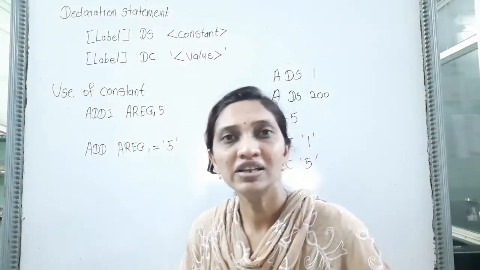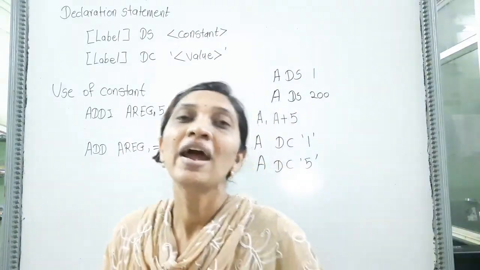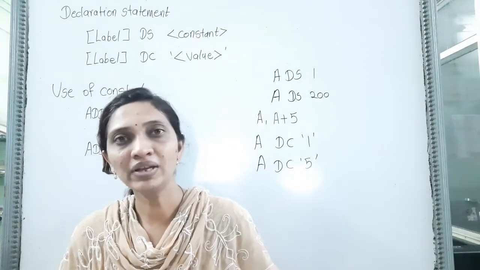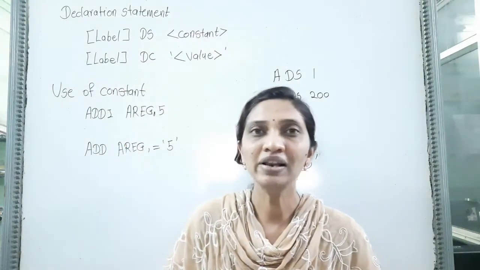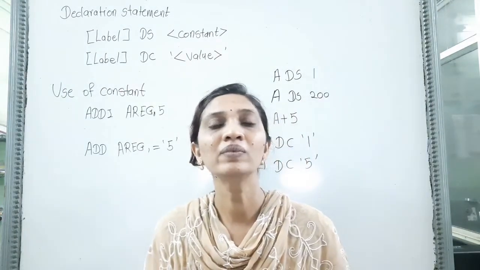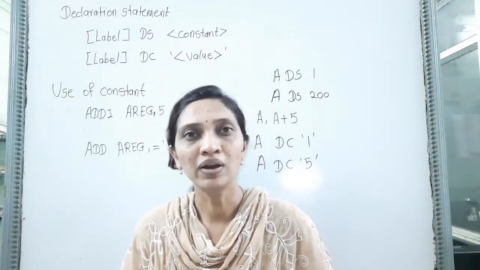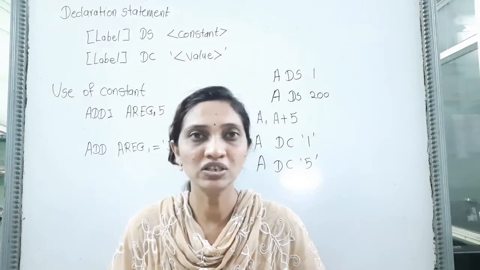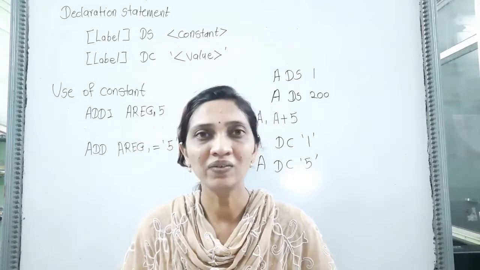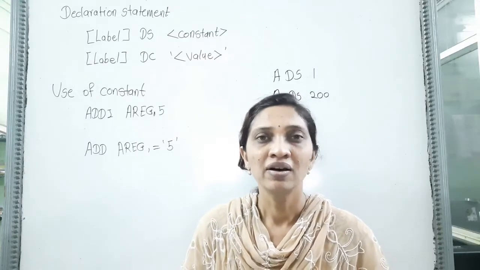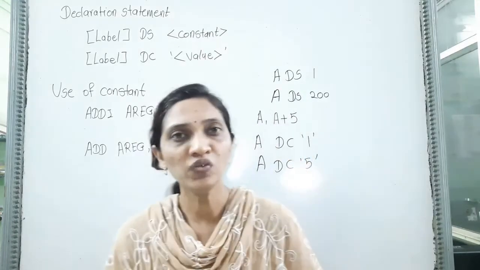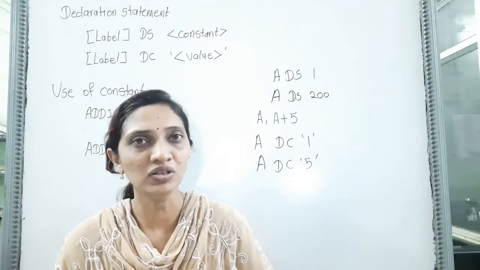But if we compare a programming language with our assembly language, the assembly language does not perform as well as a programming language in the case of constants. So to handle that, the assembly language provides two facilities for declaring a constant.